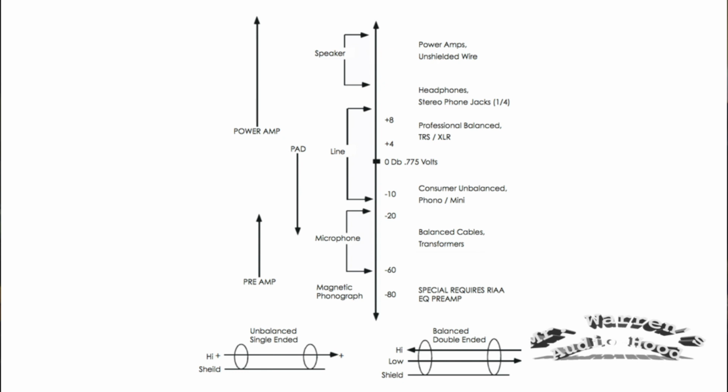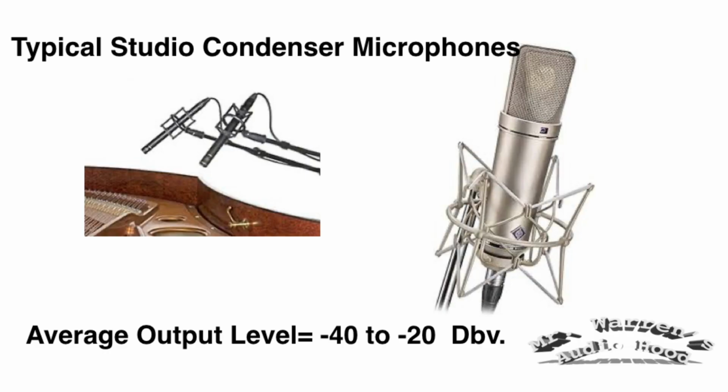A cheap dynamic microphone, as pictured in the diagram, might put out only negative 56, while a professional condenser microphone might put out negative 40 to negative 30 dBV. A typical professional CD player or similar thing will put out between negative 10 and plus 4 dBV, which is a huge difference when compared to negative 56 or even negative 40 or negative 30.